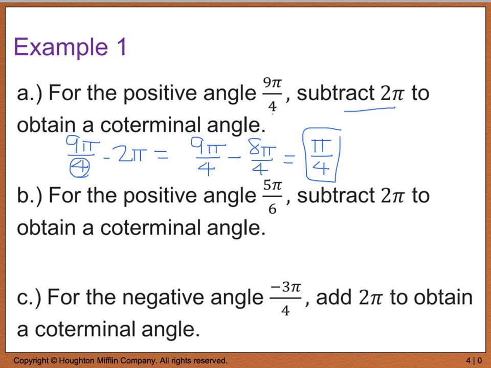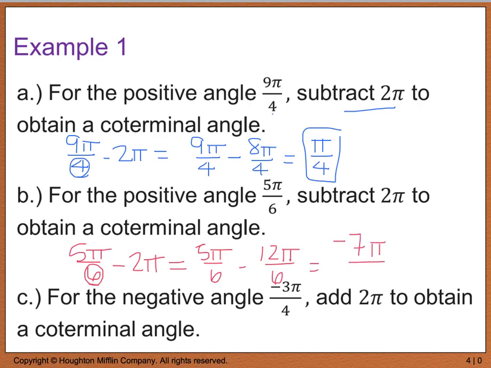I'm going to do the same thing for B. It says for the positive angle, 5 pi divided by 6, we want to subtract 2 pi to find the coterminal angle. So I'm going to end up with 5 pi divided by 6 minus, my common denominator is going to be 6. So 2 times 6 is going to give me 12 pi divided by 6. And 5 pi minus 12 pi will give me a negative 7 pi divided by 6. So a coterminal angle of 5 pi over 6 is negative 7 pi over 6.